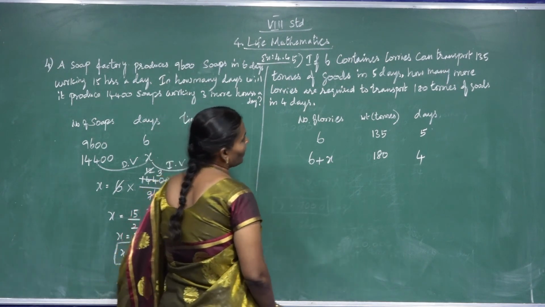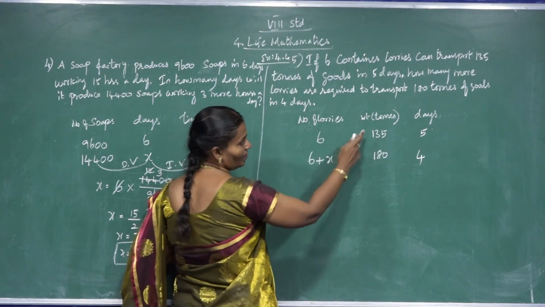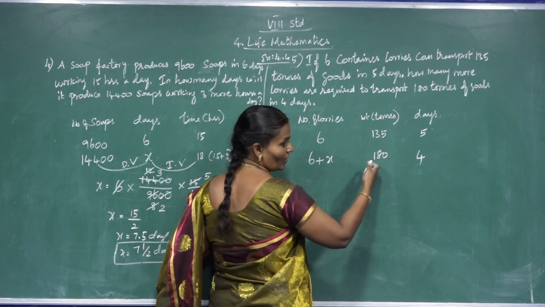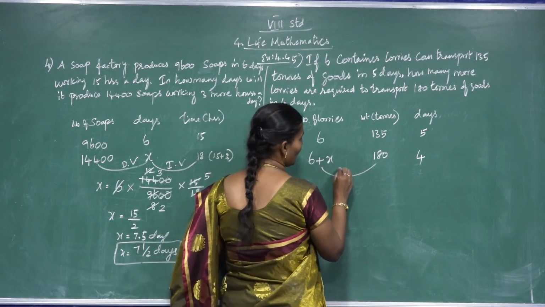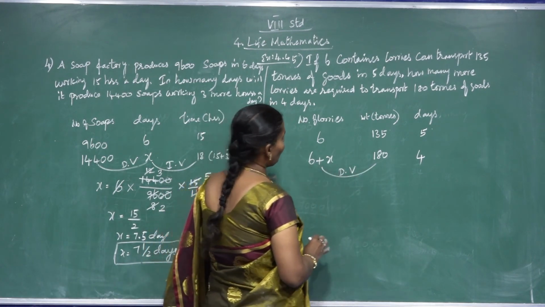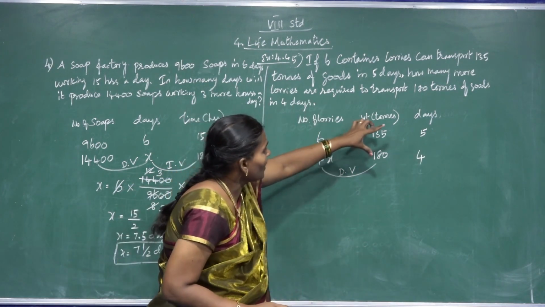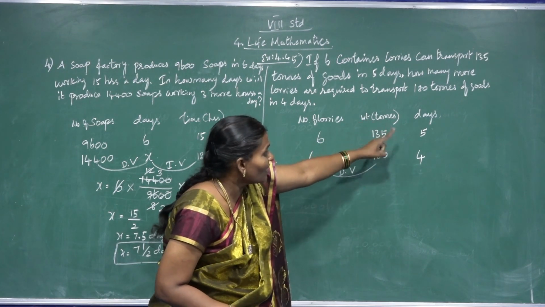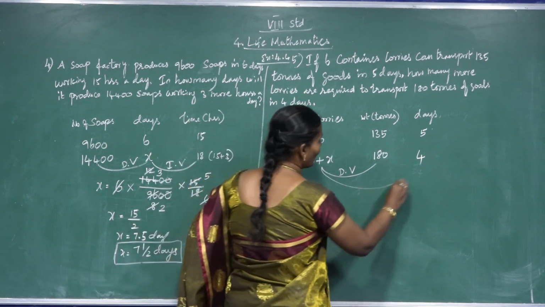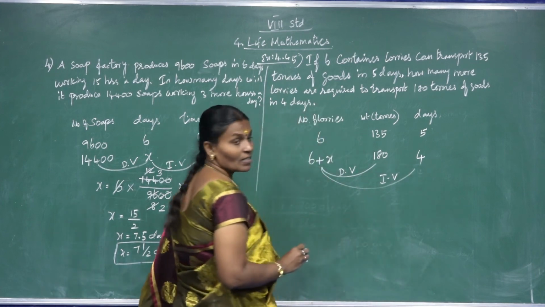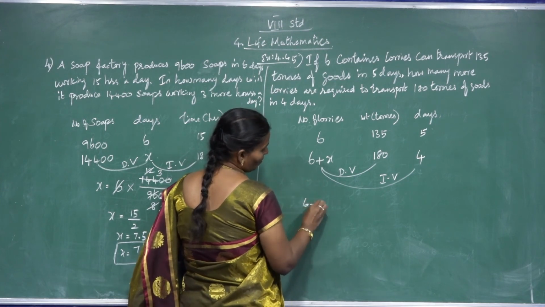Now the lorries compared with the weight. If the tons are increased means weight is increased means definitely the lorries also increased. So this is direct variation. Next, compare the number of lorries with the days. If days are decreasing, so number of lorries increased. So this is the inverse variation. Now we see here 6 plus x.